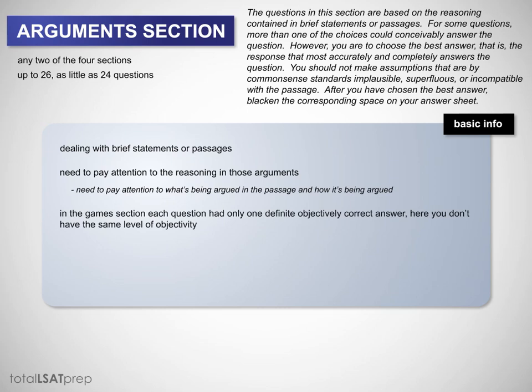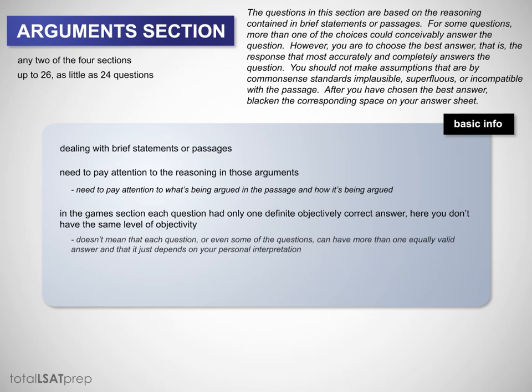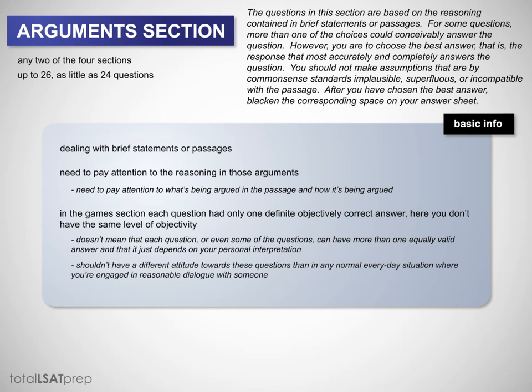In the game section, each question had only one definite, objectively correct answer. Here in the argument section, you don't have that same level of objectivity. But that doesn't mean that any of the questions can have more than one equally valid answer, and that it just depends on your personal interpretation. So basically, you shouldn't have a different attitude towards these questions than in any normal everyday situation where you're engaged in reasonable dialogue with somebody.